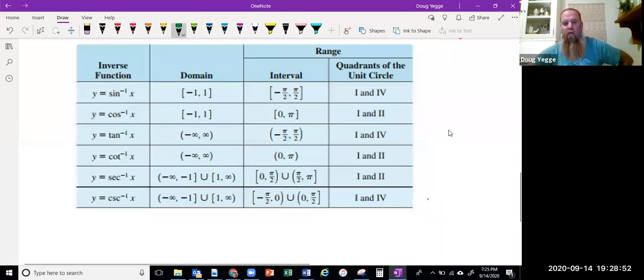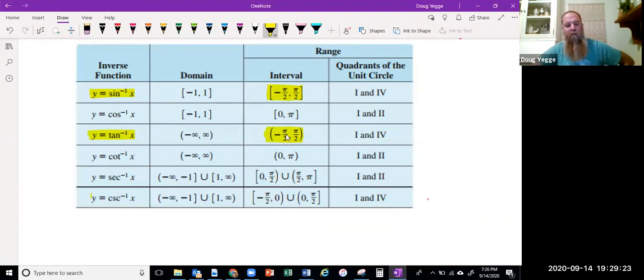So here's a quick little reference guide to help us remember what the values need to be. If we're looking at y equals sine inverse of x, we should realize that our interval needs to be between negative pi over 2 and pi over 2. But notice that there's a few other functions that have to have that same range. Notice here from negative pi over 2 to pi over 2, but this one doesn't have the endpoints included. The reason they're not included is because those are going to be asymptotes for tangent.